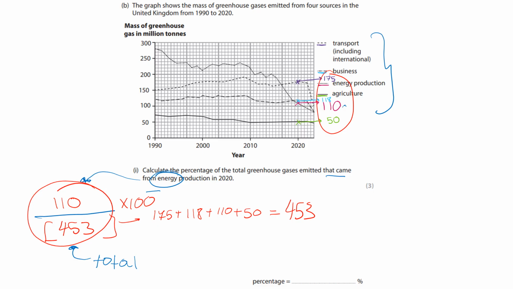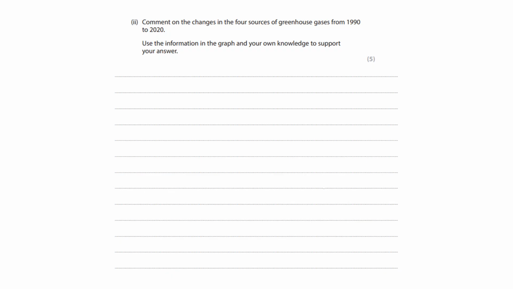So you're going to have to do 110 over 453, and then you're going to close the brackets, times 100, which gives me 24.3%. And since this number is a 3, not a 5, it will not round up. Therefore, we will just write 24%. Perfecto. Next question.